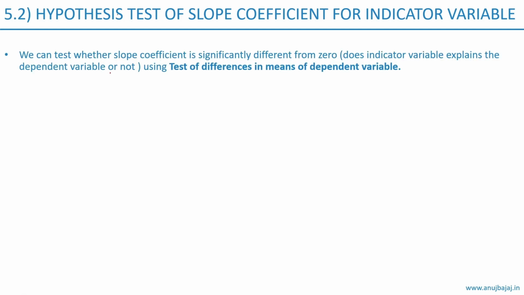We can also test whether the slope coefficient of the indicator variable is significantly different from 0 or not by conducting the test of differences in the population means of the dependent variable. The two populations here are the returns for the earnings announcement month, and the returns for the non-earnings announcement month. So by conducting the test of the differences in the population mean, we can conclude whether the slope coefficient of the indicator variable is different from 0 or not.